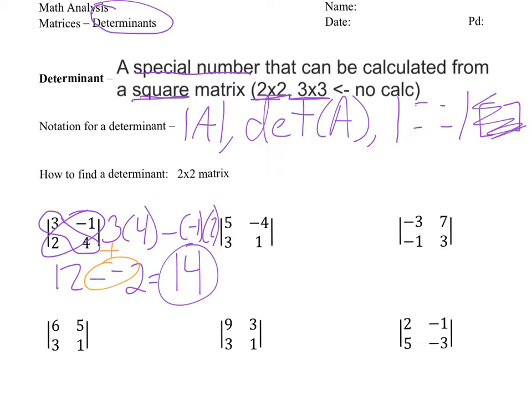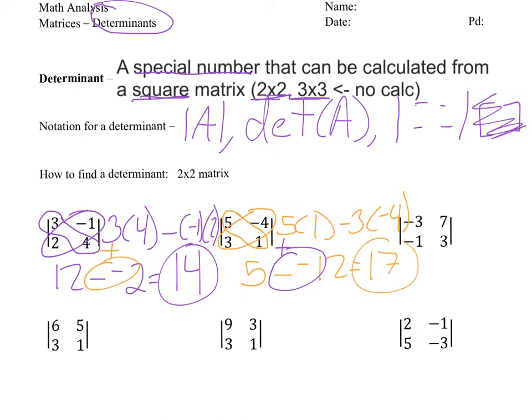If we look at the next one, we would do 5 times 1, and then subtract 3 times -4. So 5 times 1 gives me 5, minus 3 times -4, which is -12. Again we end up with minus a negative, so it turns into plus a positive, and the determinant here is 17. I want you to pause this video and try these next 4, and then unpause it, because I'm going to put the answers up. So pause it.